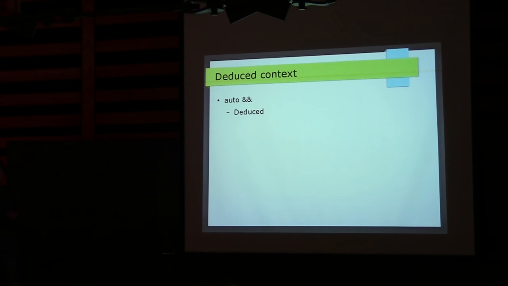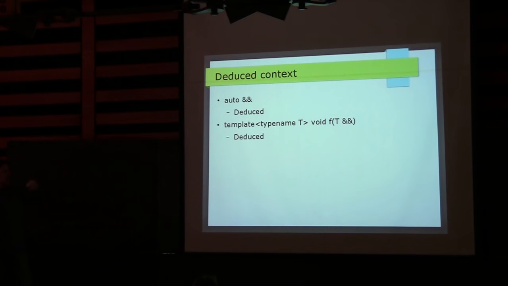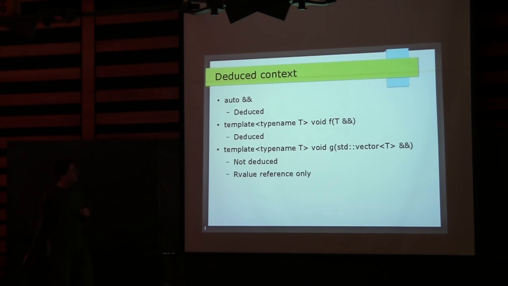Now, I mentioned when you have ref ref in a deduced context. And I've kind of been tiptoeing around that, but I feel that it is important to be able to understand exactly what it means when we say a deduced context. So auto ref ref is deduced. Template type name t, t ref ref, that's deduced. Not deduced. It's an R value reference only over here. It's not a universal reference or a forwarding reference.